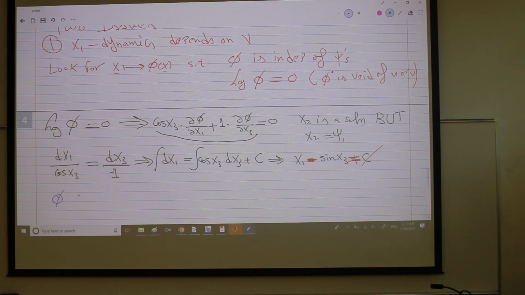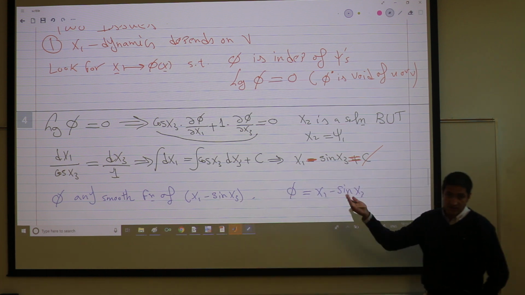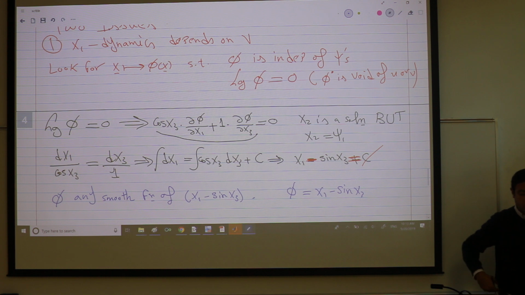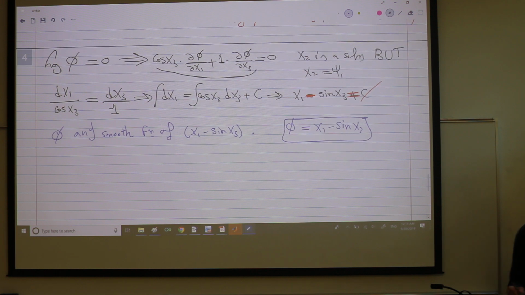So phi can be taken to be any smooth function of this argument. In particular, we can take phi to be just x1 minus sine x3, but you can take it whatever, e to the power this guy, sine this guy, cosine this guy squared, whatever, everything will work. So here is my phi. So now I solved the first issue.